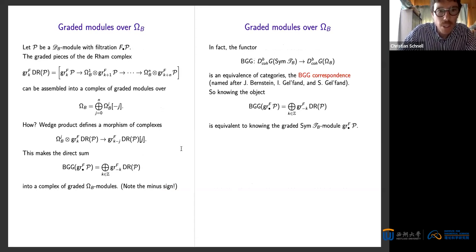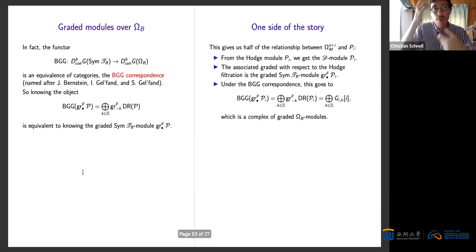In fact, what this operation does is it takes a graded module over the symmetric algebra and constructs from it a complex of graded modules over this algebra omega, which is really like a wedge algebra. And their theorem is that in the derived category, the modules over the symmetric algebra and modules over the wedge algebra are the same thing, basically. So if I take this sum of all the graded pieces of the de Rham complex, with this module structure, it is actually the same information as the associated graded for the filtration. Okay, and so this operation I can apply to my Hodge module. So I can take my Hodge module PI.